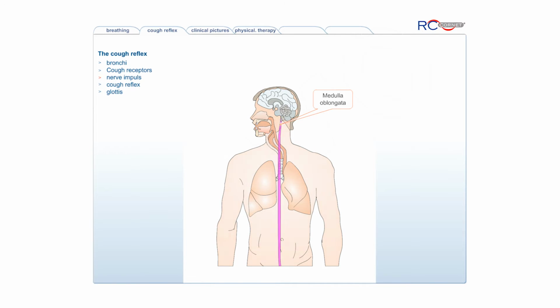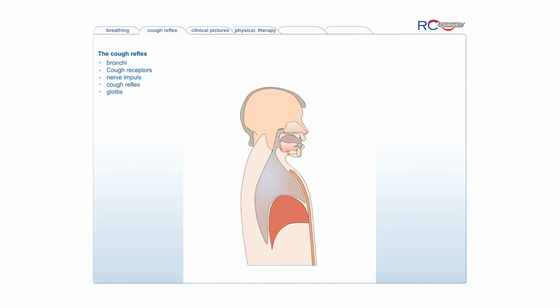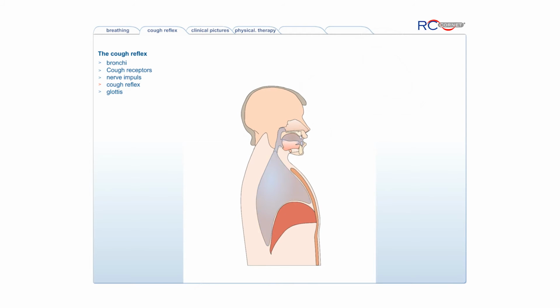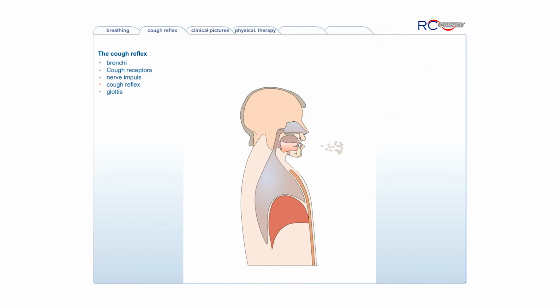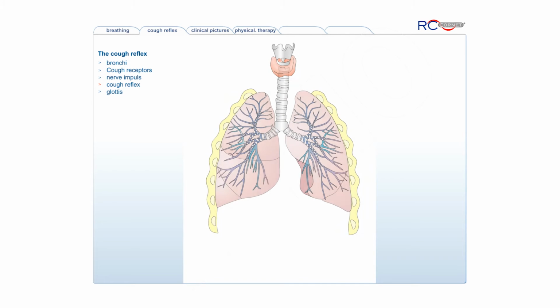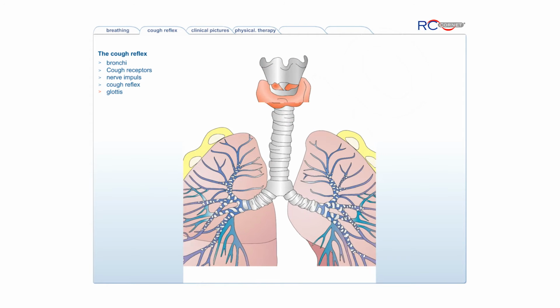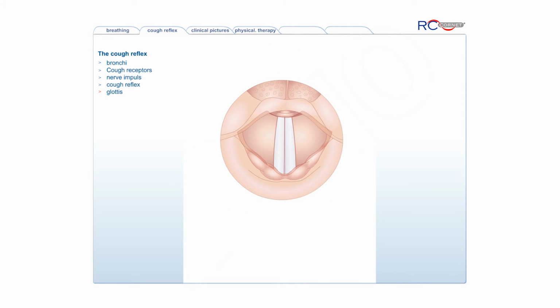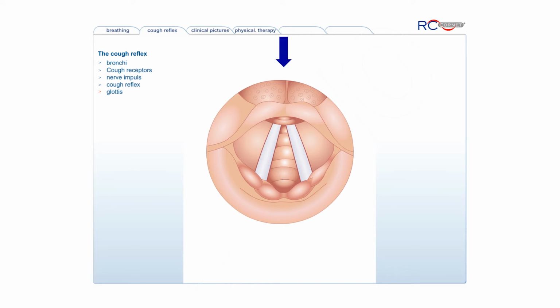Hereby, we breathe deeply and thereby close the vocal cords. So the pent-up air from the lower respiratory tract, including debris and excess mucus, can escape explosively by a sudden opening of the glottis. Essential for the cough reflex are intact respiratory muscles, a normal work of the cough receptors, and nerve conductions, as well as an intact closing mechanism of the vocal cords.